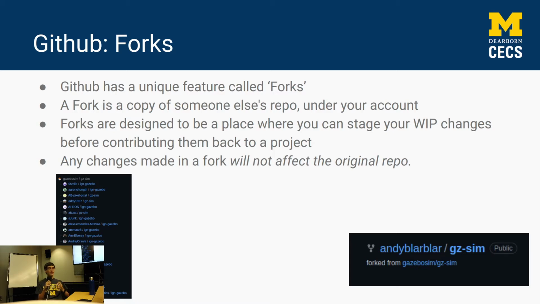So basically, let's say I had forked Gazebo. This is Gazebo here. You can see it says forked from, that's mine. At the top of every GitHub repository, there's just a fork button. You just click it, and it just makes it. It's pretty nice. And what this is used for is making changes to submit back.